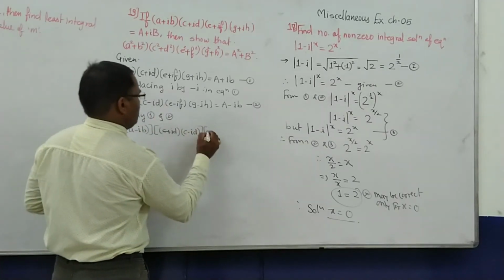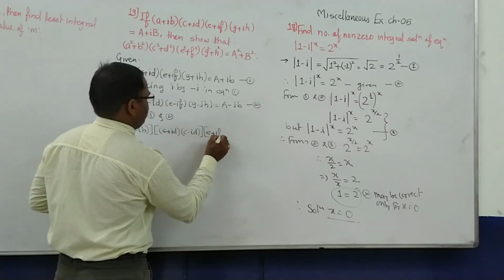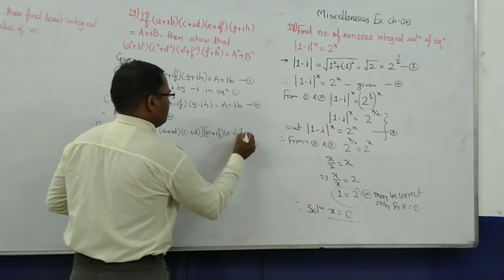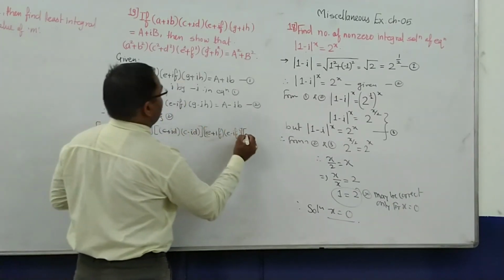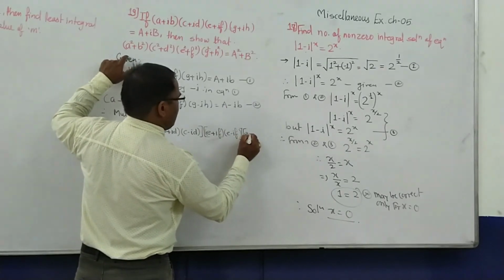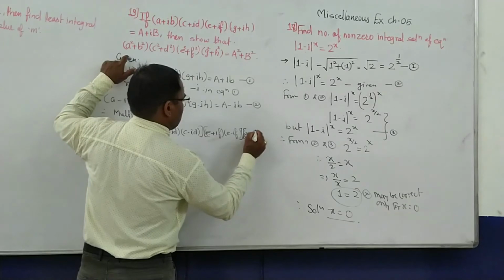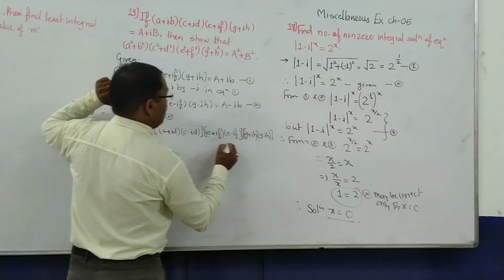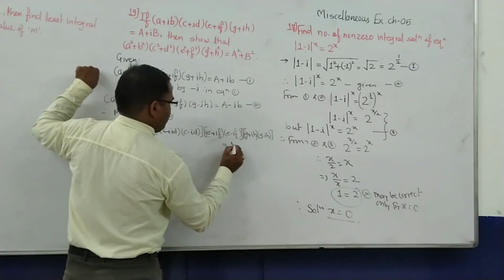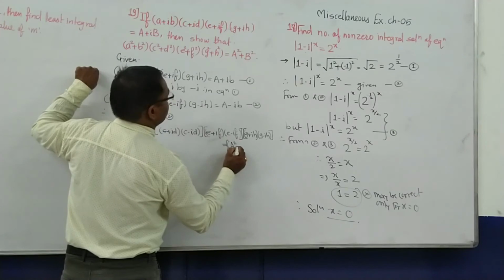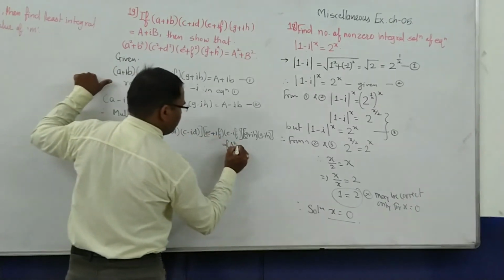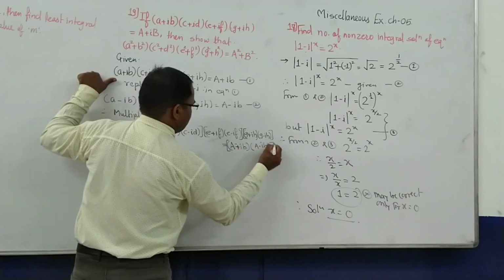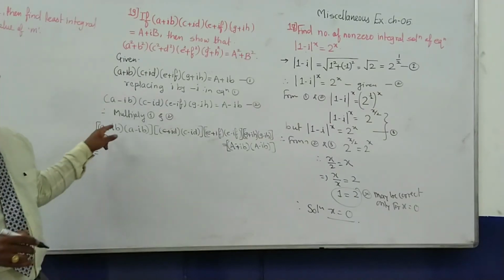Okay, into (e plus if) into (e minus if). Okay, then again into the fourth number, that is (g plus ih) into (g minus ih), is equal to what? a squared plus b squared... (a plus ib) into (a minus ib). Now by using the identity, which is what?